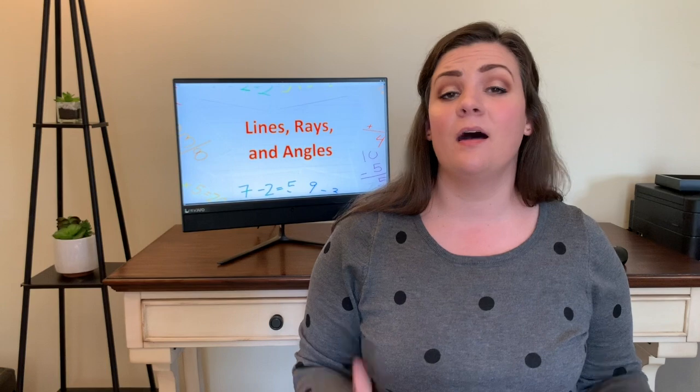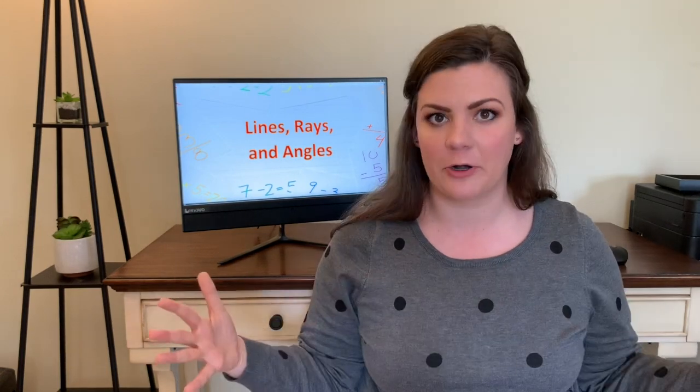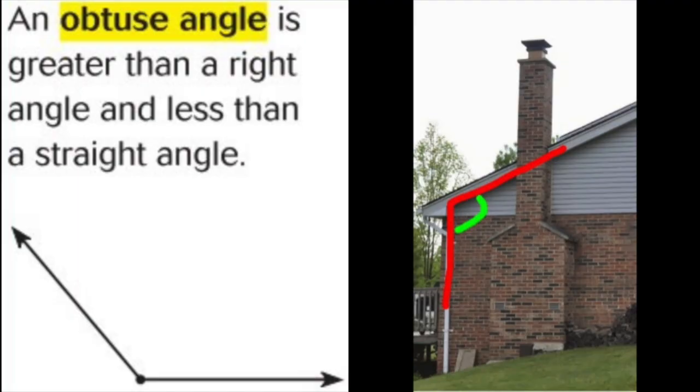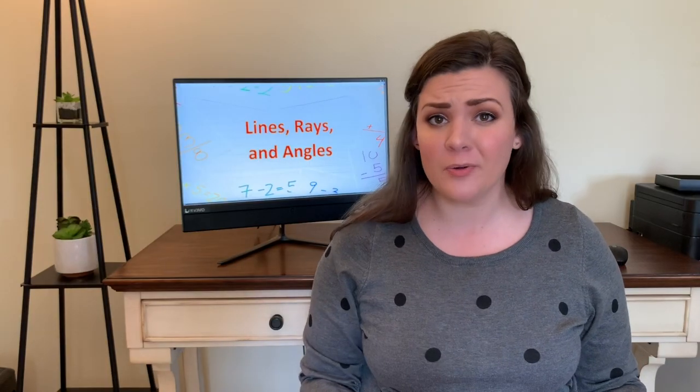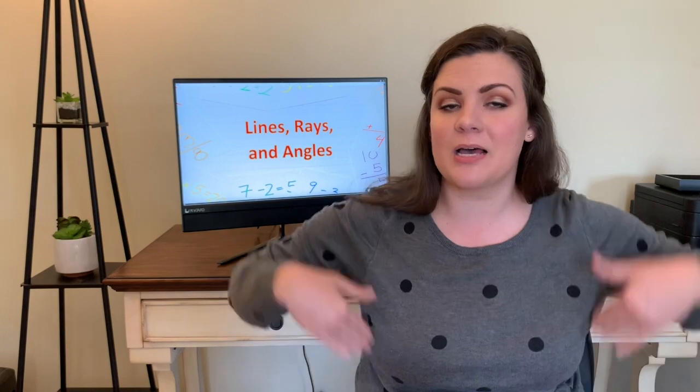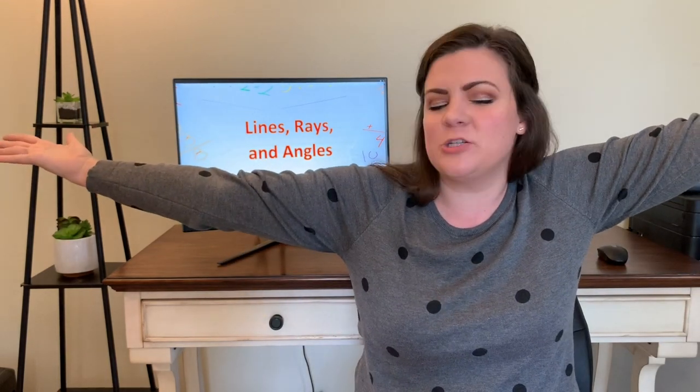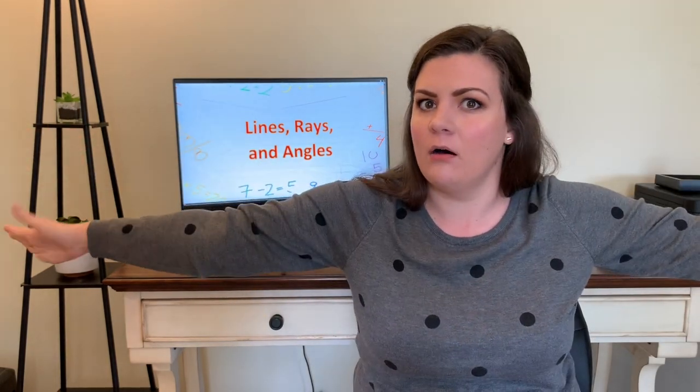Awesome. An obtuse angle is greater than a right angle. Make an obtuse angle with your arms. Stick those arms out wide, as wide as you can get them, but not a straight angle. A little bit smaller.